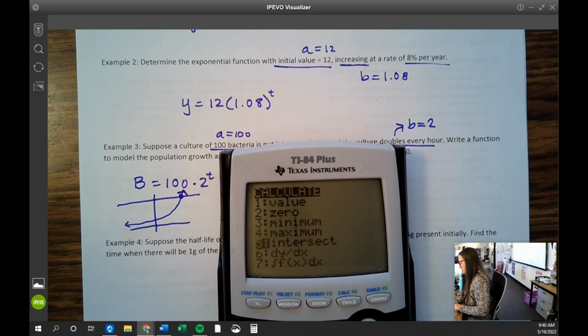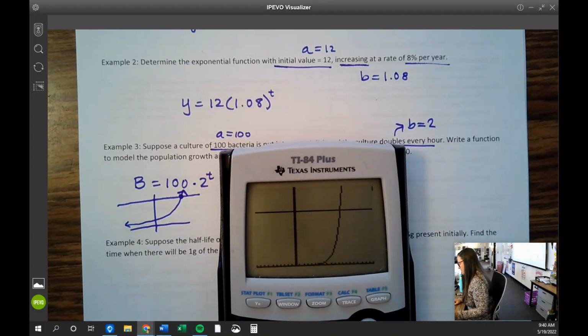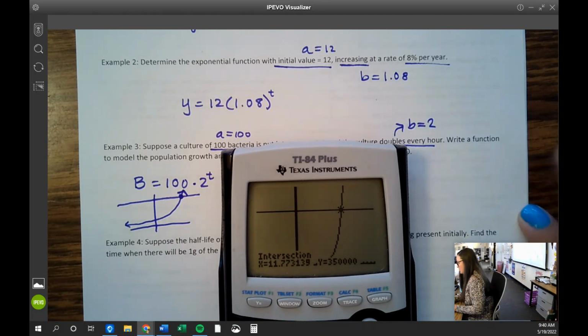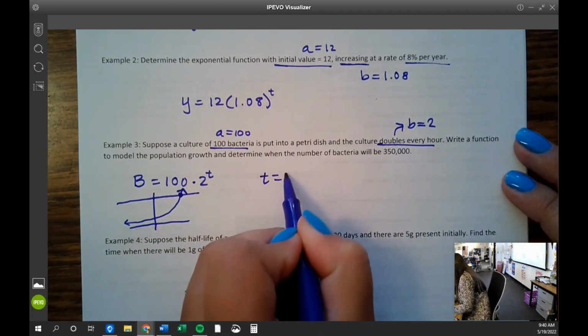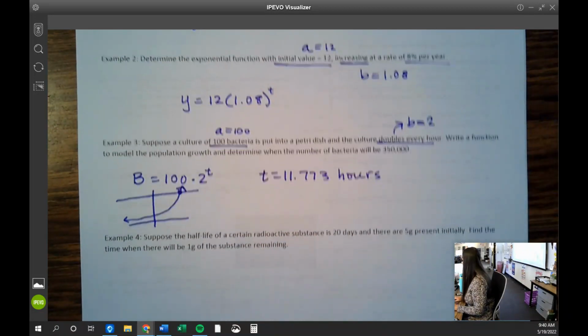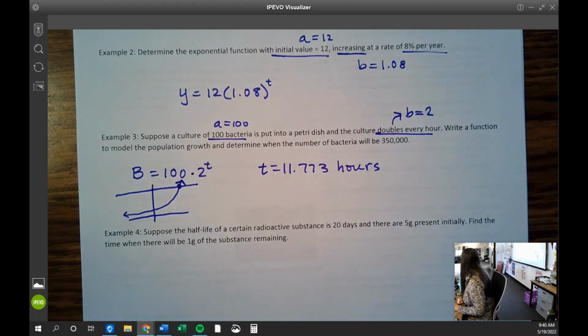Second trace, intersect, first curve, second curve, guess. Okay, so x equals 11.773. So we can solve this graphically. And we've talked about this before, but solving graphically is a strategy you can use for any scenario. If you have access to a calculator, it will work for any type of equation.